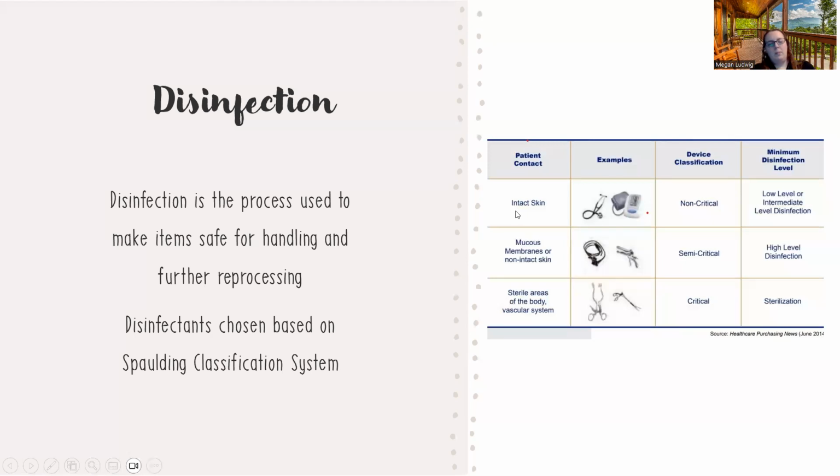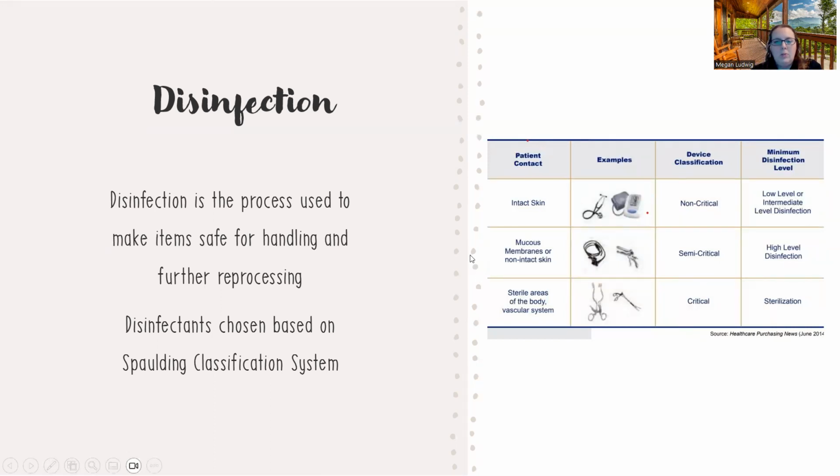So for example, this first one, intact skin, like no skin that has any cuts, incisions, abrasions, no breaks in the skin is intact skin. So examples of those types of items that you could use would be a stethoscope, a blood pressure cuff, pulse ox. All of those are good examples of that. So the way you would clean those items would be with a low level or intermediate level disinfectant. There are different levels of disinfectants based on the item being used, okay?